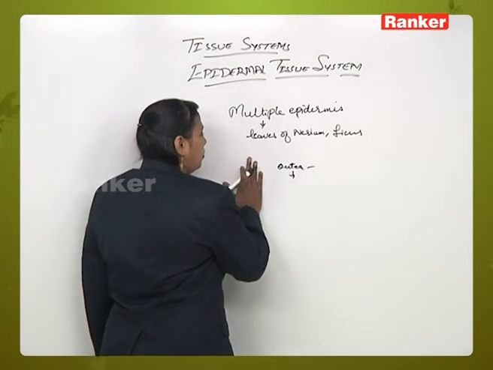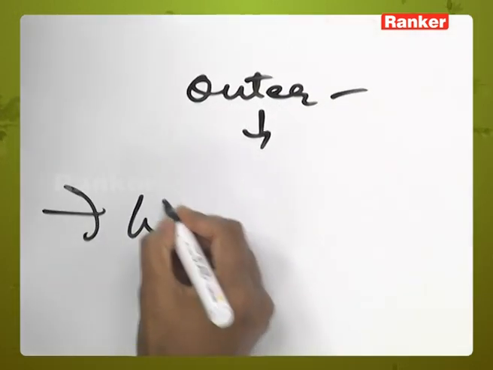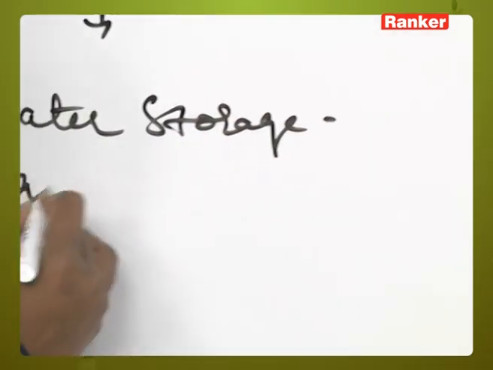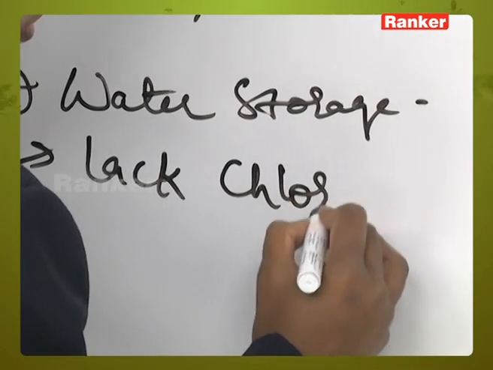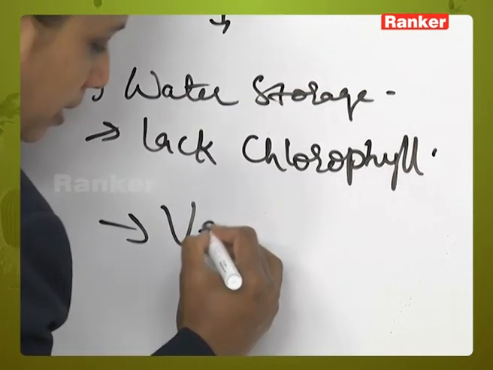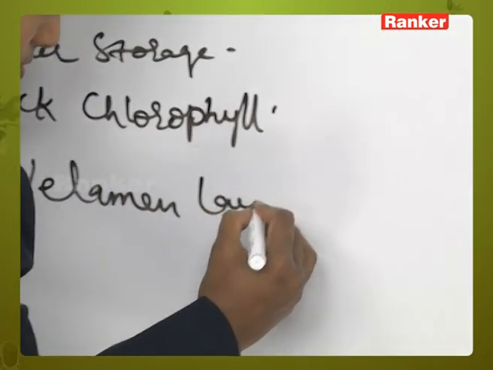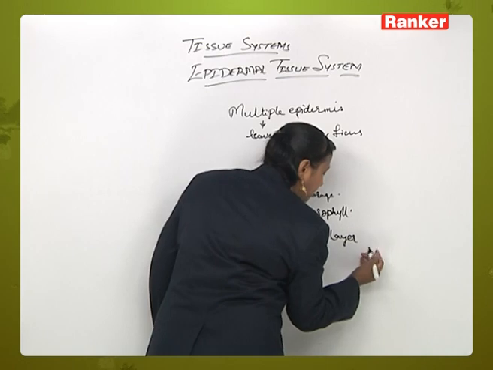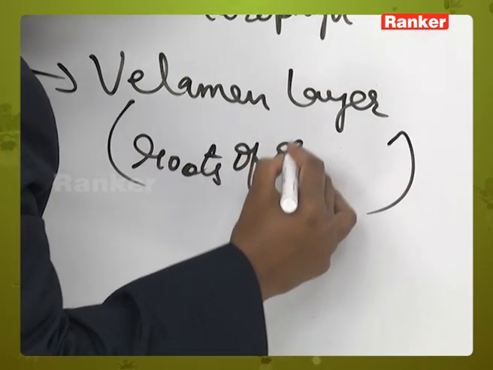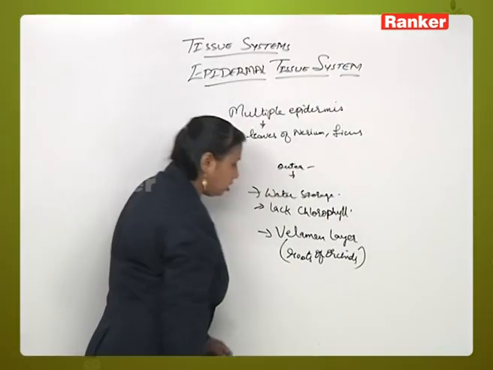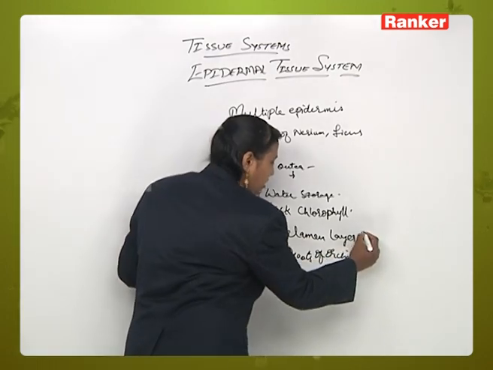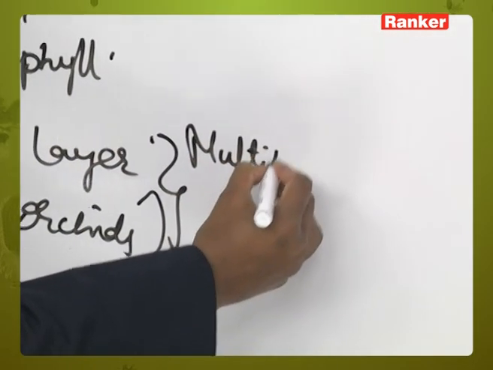Now, what is the function of epidermis? They store water, but they lack chlorophyll. For example, we have the velamen layer, which is present in the roots of orchids. This velamen layer, normally seen in the roots of orchids, can also be taken as an example of multiple epidermis.